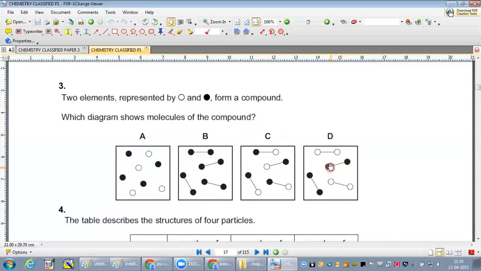Here you can see the black kind of particle is not bonded with the white kind of particles. So here it is simply going to be a mixture of these two kinds of molecules. In case of A, it is going to be a mixture of these two kinds of atoms, because even these both are not bonded. Here you can see these both are bonded, so it is going to be a molecule of the second kind, and this is going to be the molecule of the first kind, but these both are not bonded, therefore this is not a compound. So the correct option over here is C.